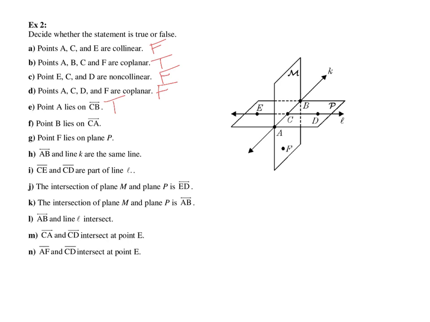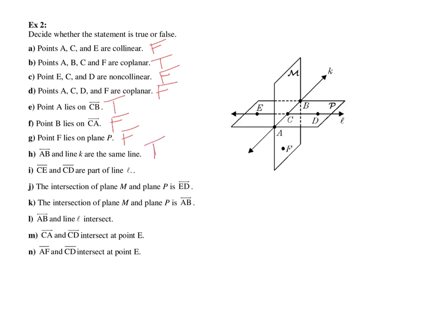Here we have ray CA. Point B does not lie on that ray. So that's false. Point F lies on plane P. No, that's false. Line AB and line K are the same line. That's true.